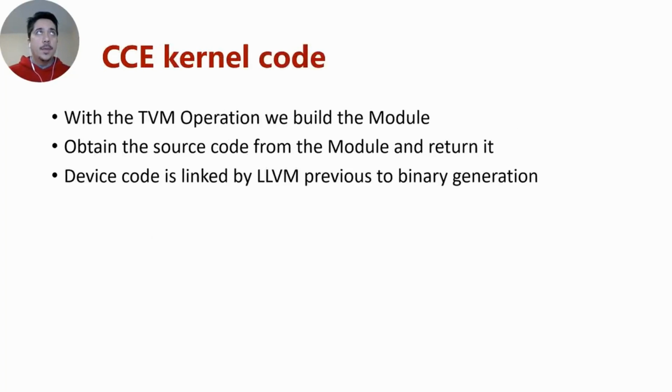Finally, after we have created the TVM compute, the parser will build the corresponding TVM module to obtain the source code for the device kernel. In our case, we are producing CCE code that will be later compiled and executed on the DaVinci chip. When the parser is called as part of the LLVM pipeline, the device code will then be linked to the host code so that it's available in the binary that will be produced.